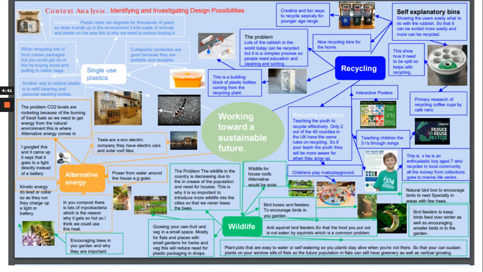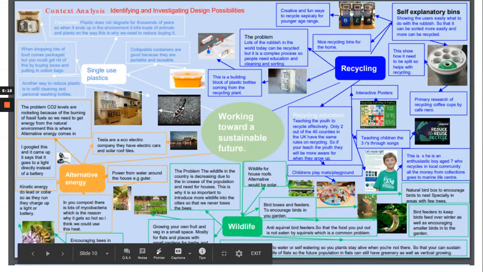You're also expected to produce a portfolio to support your work. So I've put a few slides together here of existing products or existing examples, and you can see the kind of depth that they've gone into. So they've looked at the context, which is identifying and investigating design possibilities of recycling, and looking at how you can make things to help you recycle for working towards a sustainable future. So you can see there's quite a lot of research gone into that in that mood board.